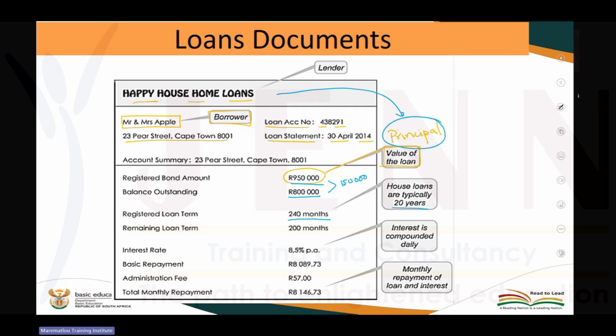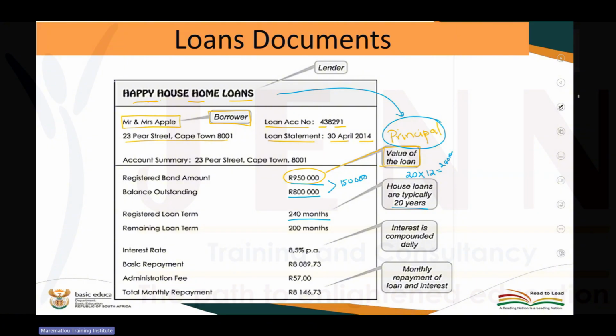How did we get it, Mr. Chabalala? We said 20 multiplied by how much? 12, because a year has 12 months. Then you will get your 240 months. Right, so that's where this 240 comes from.